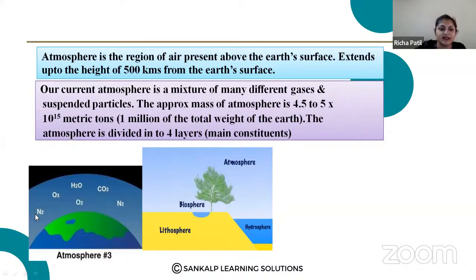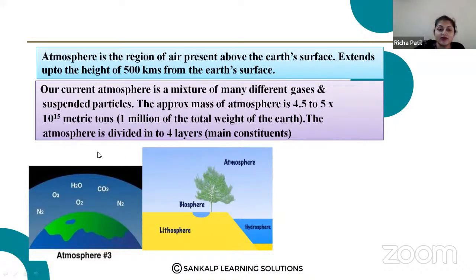You can see different gases there: N2, O3, H2O, O2, carbon dioxide. These are different gases, and some particles are suspended. Our atmosphere is made up of such a mixture. The approximate mass of this atmosphere is 4.5 to 5 times 10 raised to 15 metric tons, which is approximately one millionth of the total weight of the Earth.